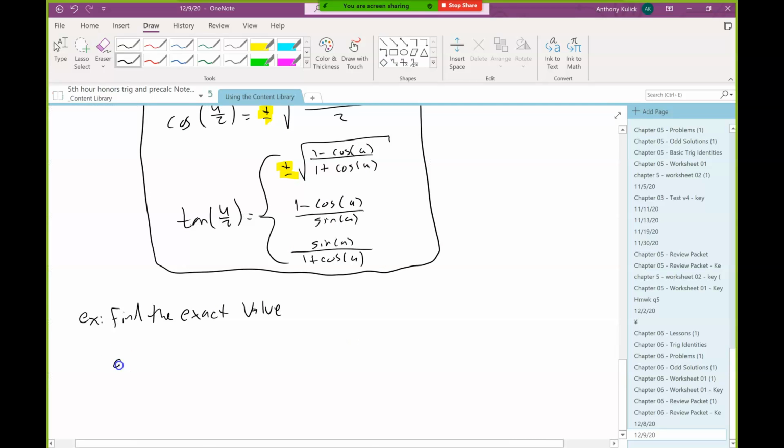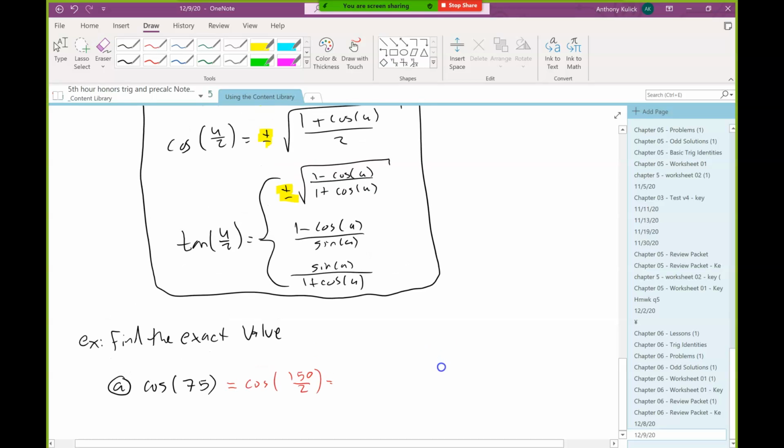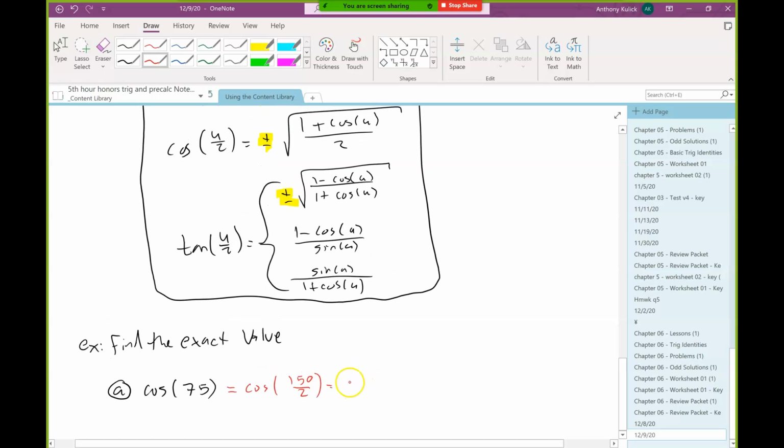So let's do a couple of these, finding the exact value. And I'm going to use the half-angle identities to do this, just so that we can get some practice using those. So cosine of 75, well, 75 is half of 150. And then if I apply the cosine formula, it's plus or minus the square root of 1 plus cosine of 150 over 2.